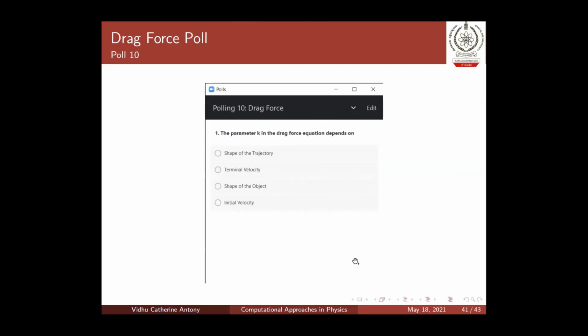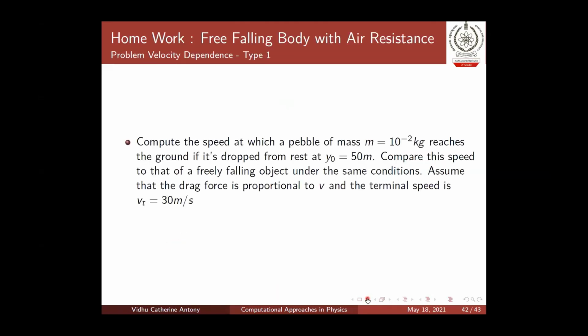The next thing is your homework. You will have to compute this. I told you that there were two types of velocity dependence: proportional to V and proportional to V square. What we did was the hard one, V square. This one is what is going to be given to you, and I will send the form to you by email.